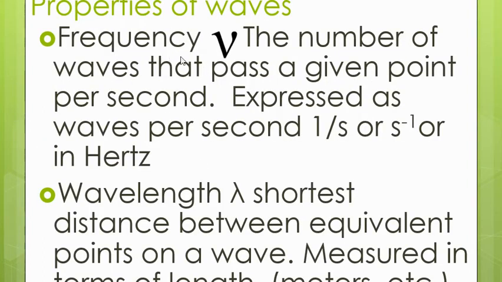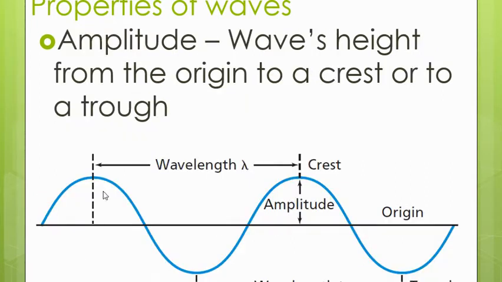So again, frequency is the number of waves that pass a given point. It's expressed in 1/seconds. If you've gotten into math enough to know what an inverse is, it can also be inverse seconds, or it can be in hertz. Wavelength then is the shortest distance between two equivalent points on a wave, and it has to be in meters for us to be able to work with this.